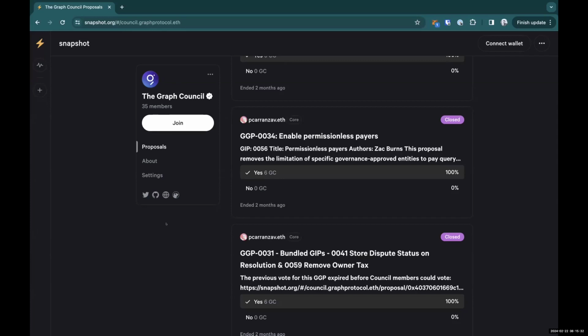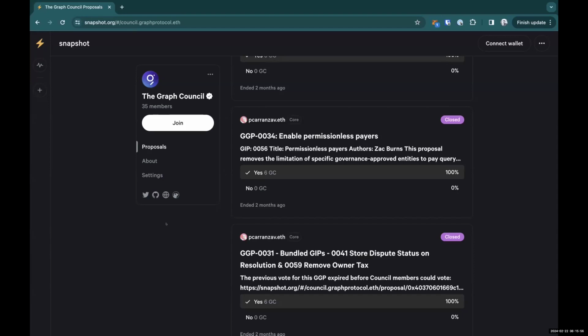There is a curation tax every time a new subgraph deployment is curated. There's a percentage of that that is burned. And up to this point, subgraph owners had to pay a larger percentage of that than the other curators in a subgraph. And we have now removed that based on the approval of that proposal.